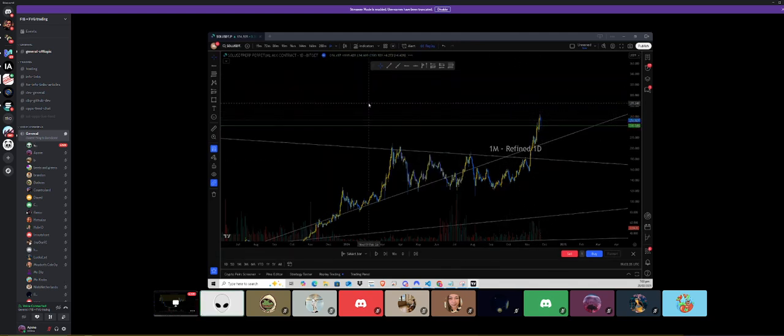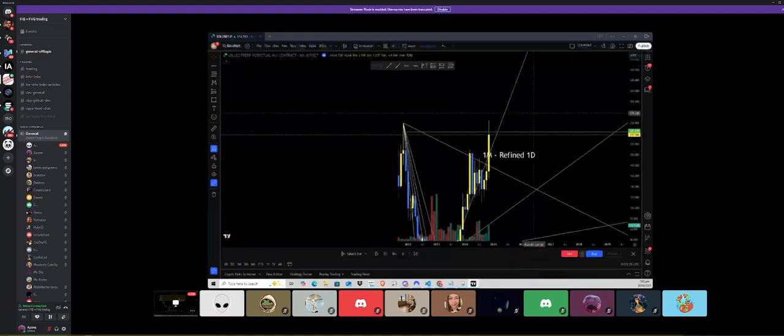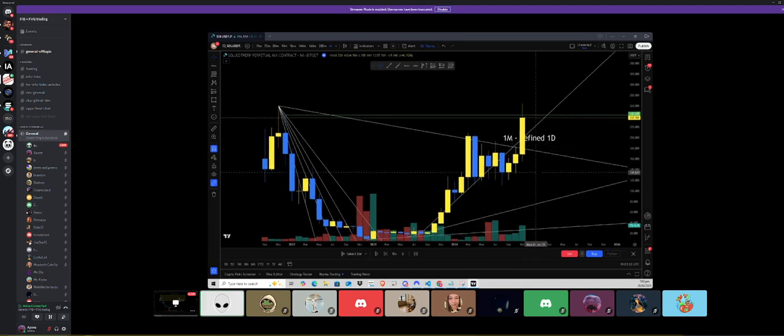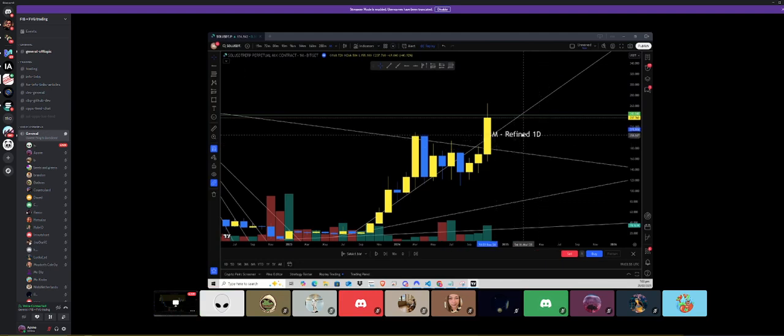So let's go back to here. And that's how you get into a GOG candle like that without actually having to wait for it to close. You refine the trend back to a lower time frame, and then you take the trade on the break of the refined trend.